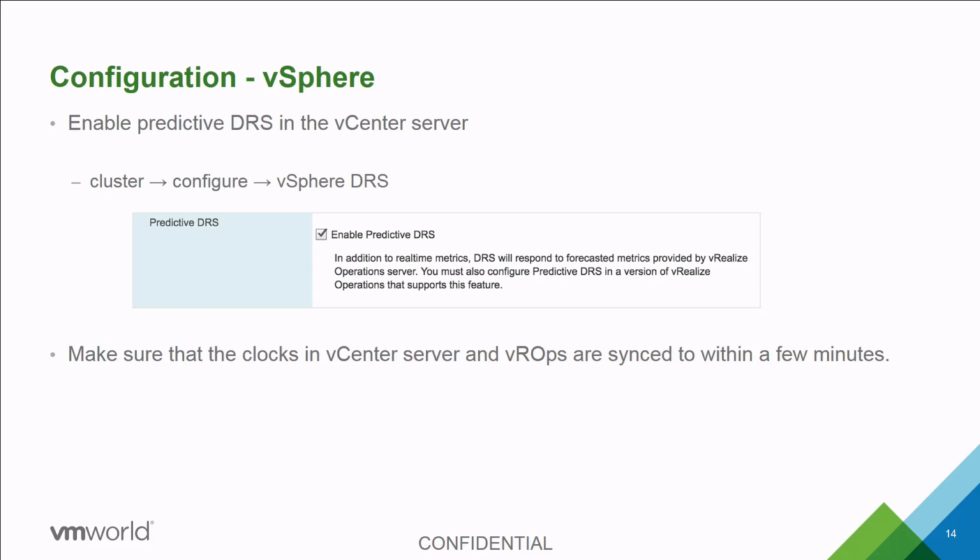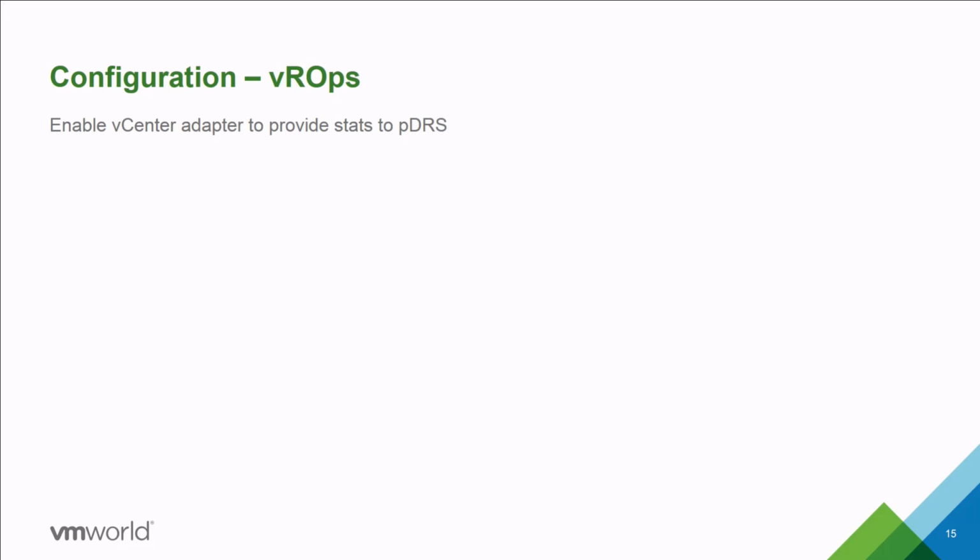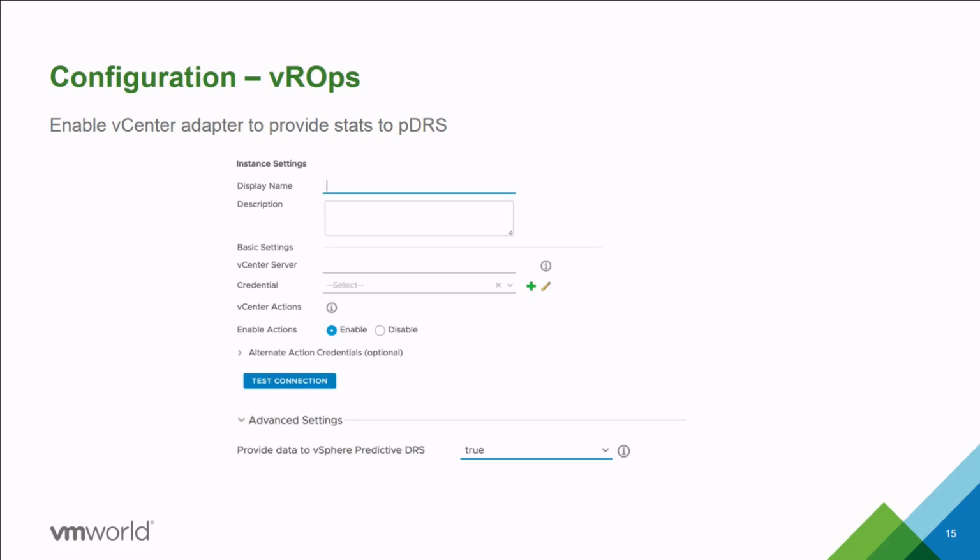So if the clocks are skewed between the two servers, the predictions that are coming in from VROps will not make sense for vCenter server. So for this reason, vCenter server will just discard any predictions coming in from VROps if the time skew between the two machines is more than 5 minutes. On the VROps side, you need to enable the vCenter server adapter to provide statistics to predictive DRS. So in the configuration for the vCenter server adapter, under advanced settings, you need to enable the option to provide this data to predictive DRS.